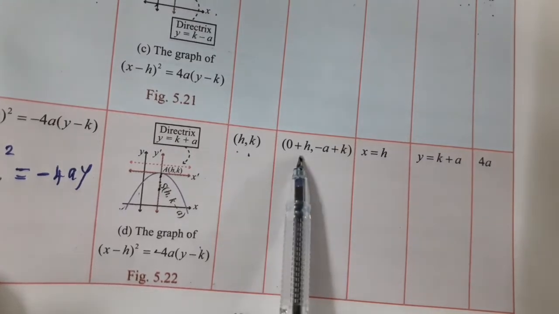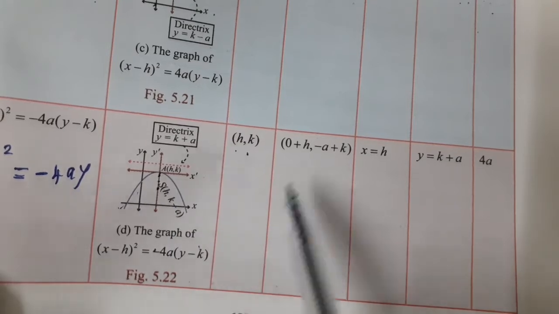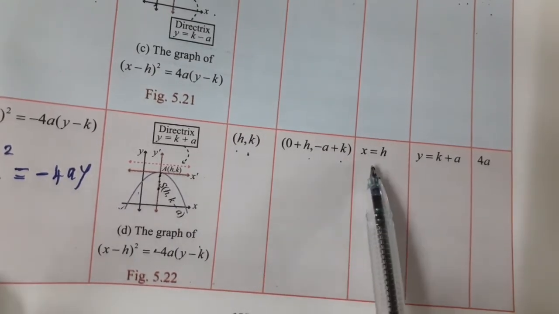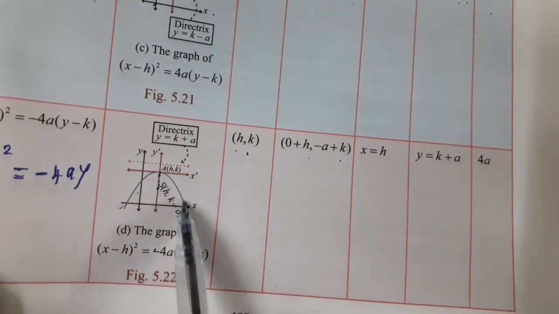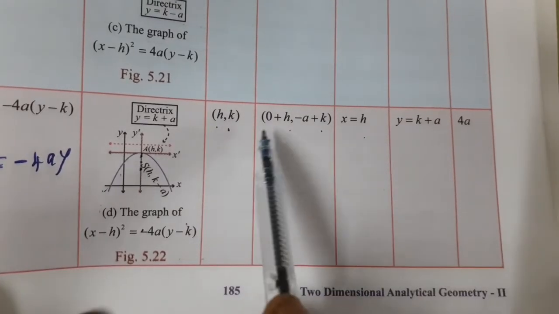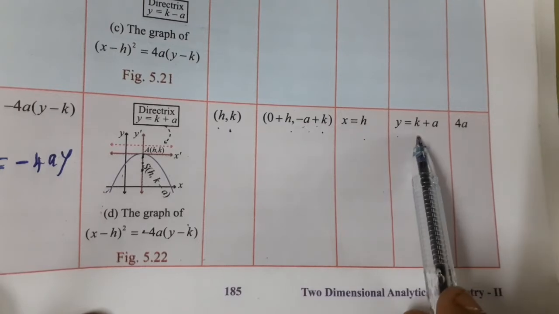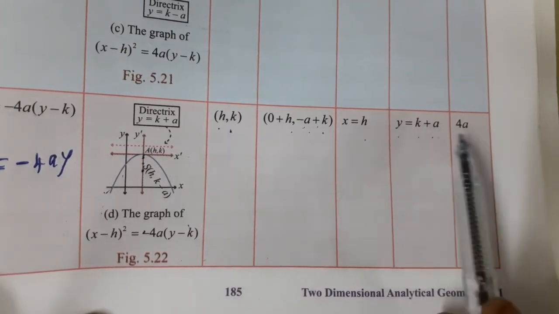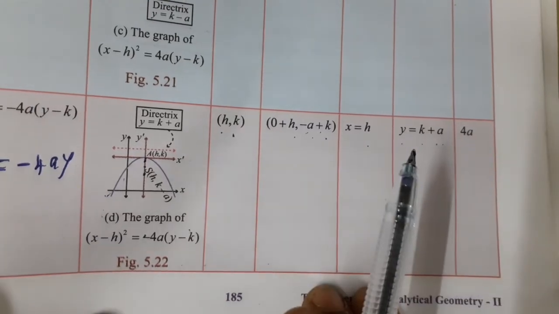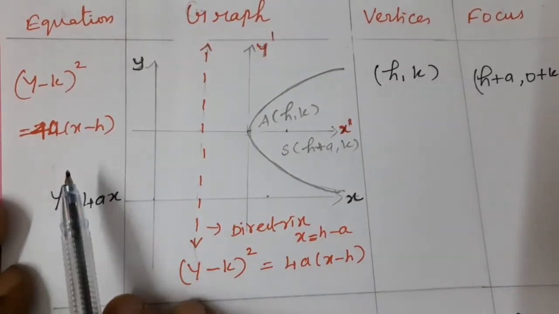Similarly, this is a downward curve, symmetric about the y axis. So the focus is h comma k minus a. X is equal to h, because it is symmetric about the y axis. The directrix takes the opposite sign: minus a plus k, that is k minus a, so the directrix is y equals k plus a. What is the latus rectum? The same, 4a.